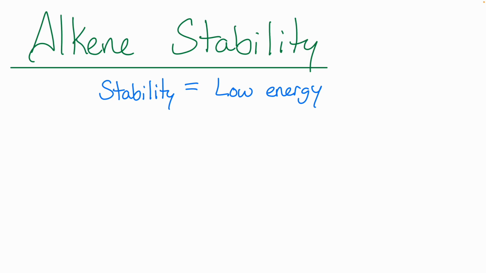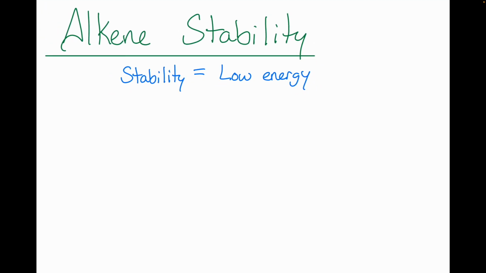Those are literally synonyms with one another. Something that's low energy is good, that's nice and stable. Something that's high energy is bad, that's unstable, right? So by stability, I mean low energy compound, okay? All right, so now let's compare two.